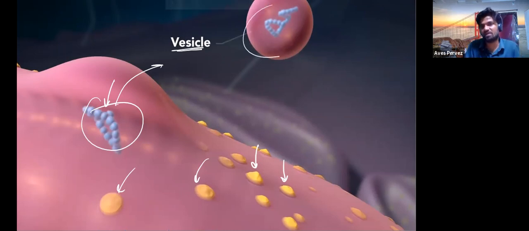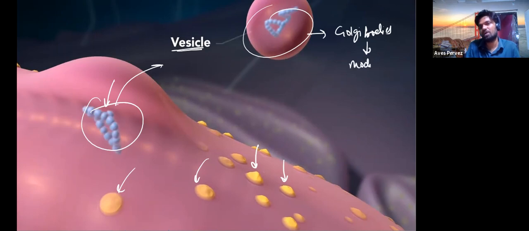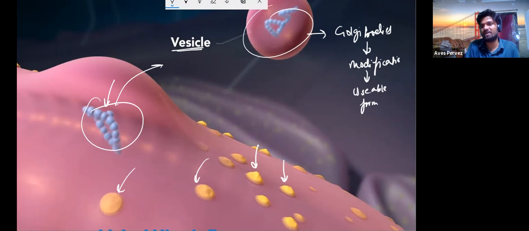And this is now further sent to the Golgi bodies for further modification. Moreover, dear students, after the modification, they will become usable, meaning the cell can utilize it. So this vesicle will reach the Golgi bodies, and the Golgi bodies will modify this protein and add some substances that will convert it into the usable form that the cell can utilize.